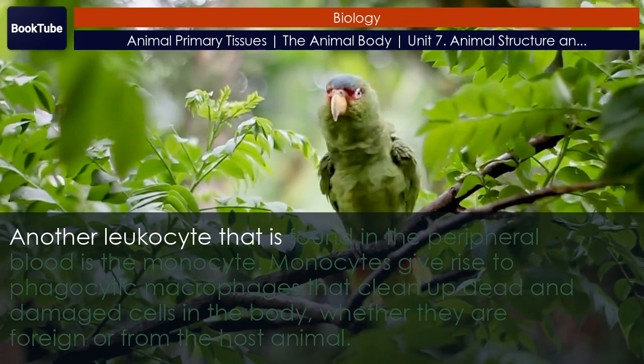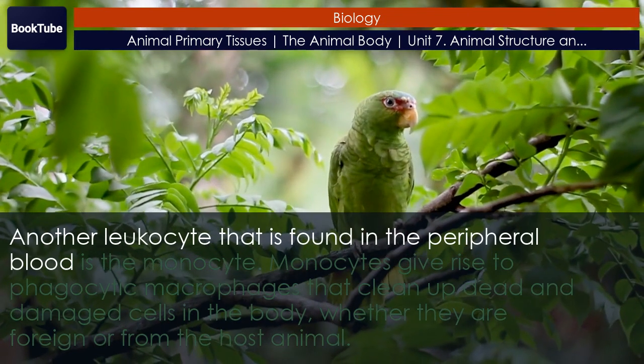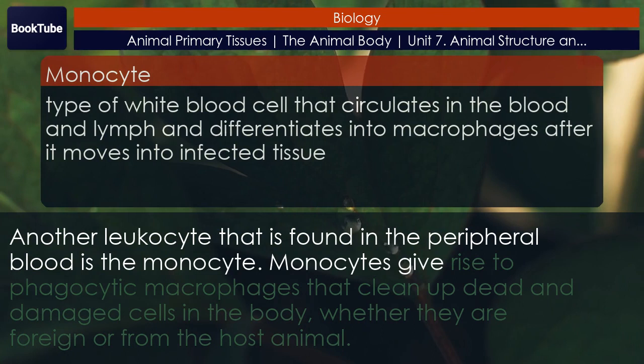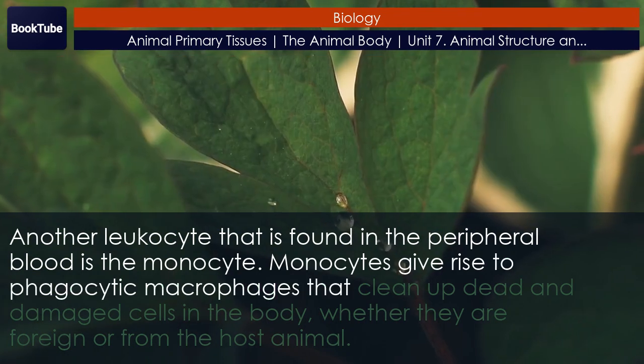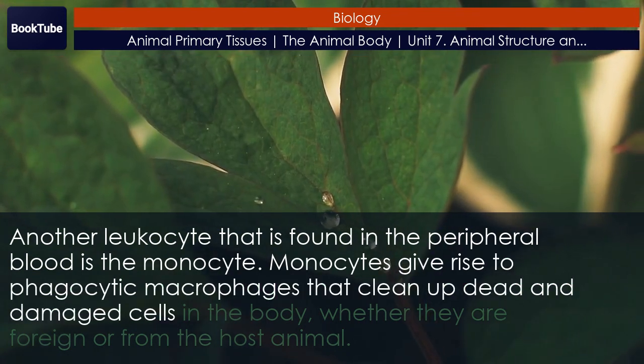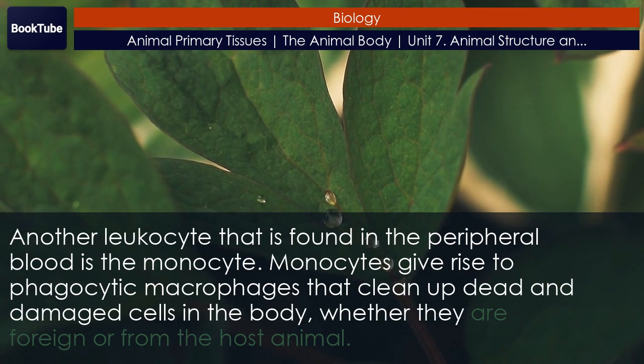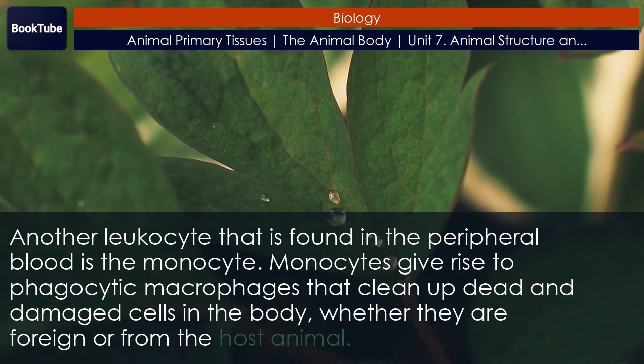Another leukocyte that is found in the peripheral blood is the monocyte. Monocytes give rise to phagocytic macrophages that clean up dead and damaged cells in the body, whether they are foreign or from the host animal.